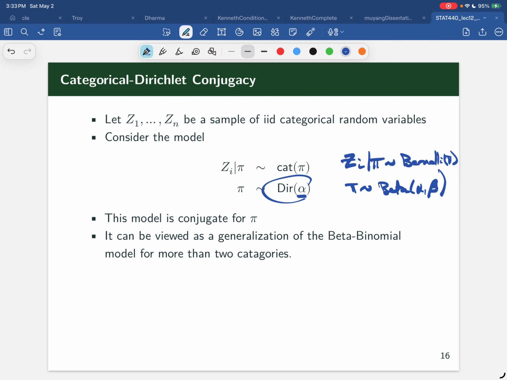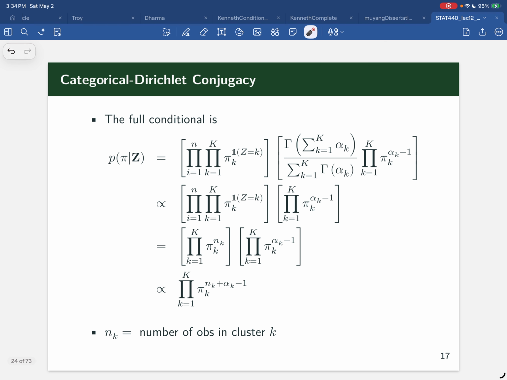Here, what we're saying is you give me a vector of alphas. The Dirichlet, of course, returns the value of a random variable, really a random vector of pi's that sum to 1, and then zi would be drawn from a categorical variable with those probabilities. Okay, it turns out that this model is conjugate for pi. We will see that here briefly, and as I already said, it can be viewed as a generalization of the beta binomial.